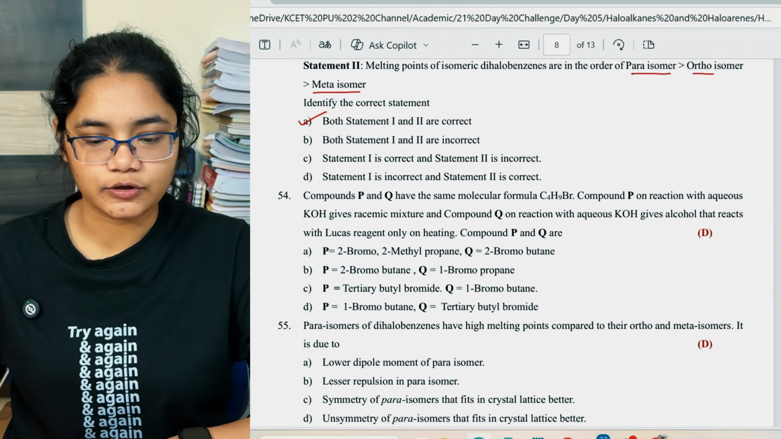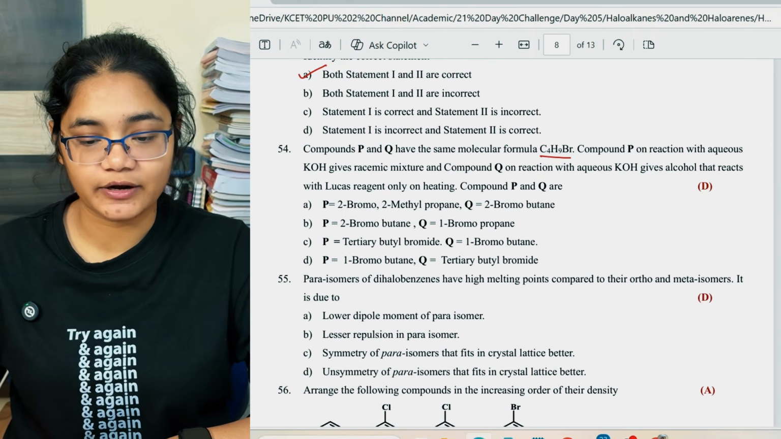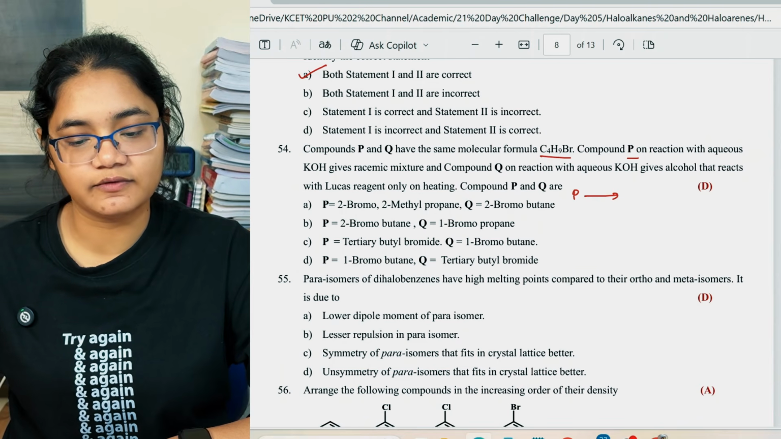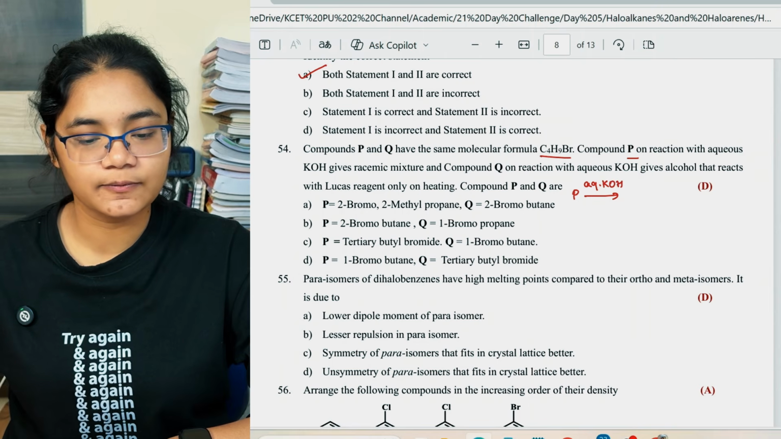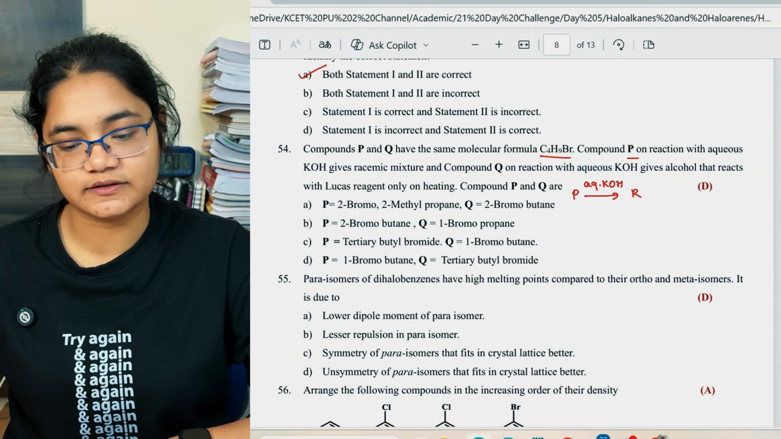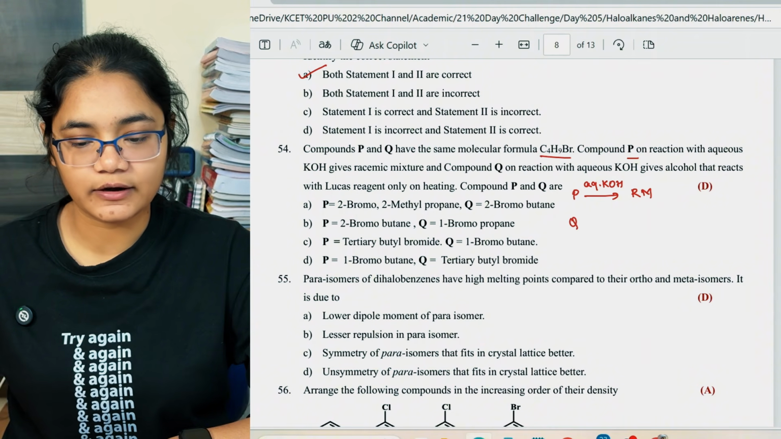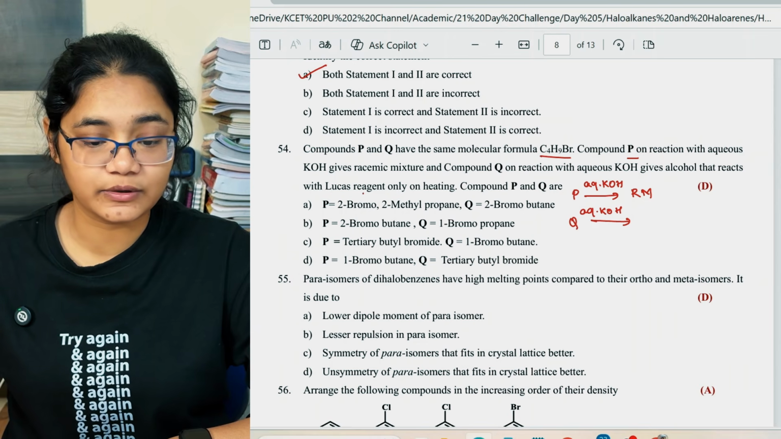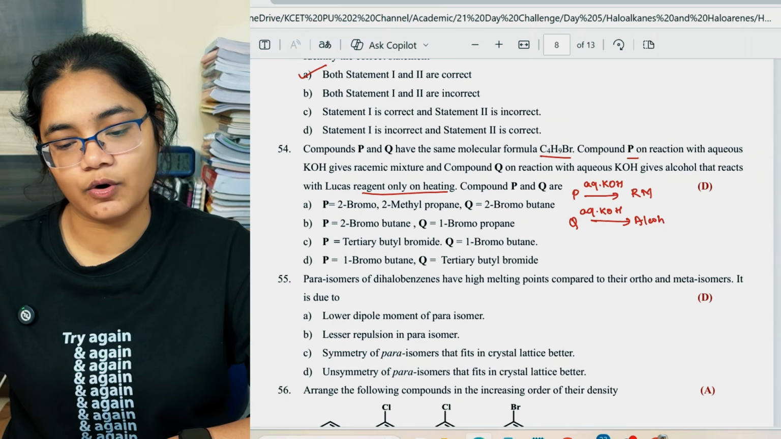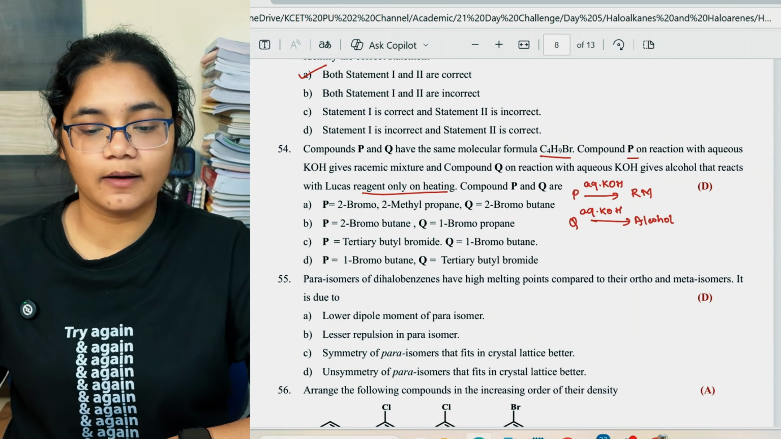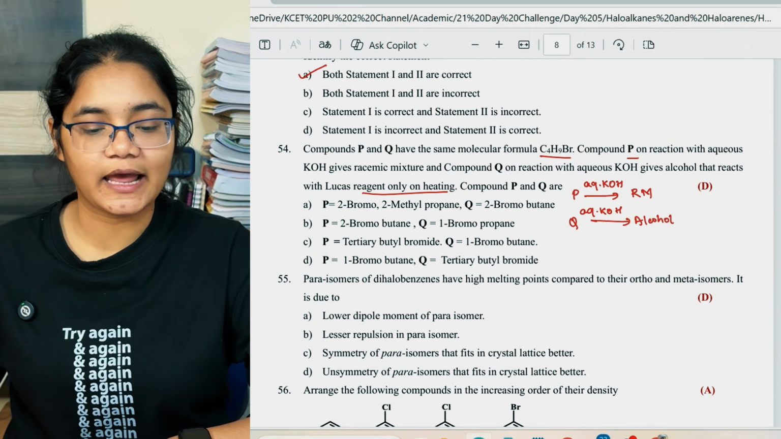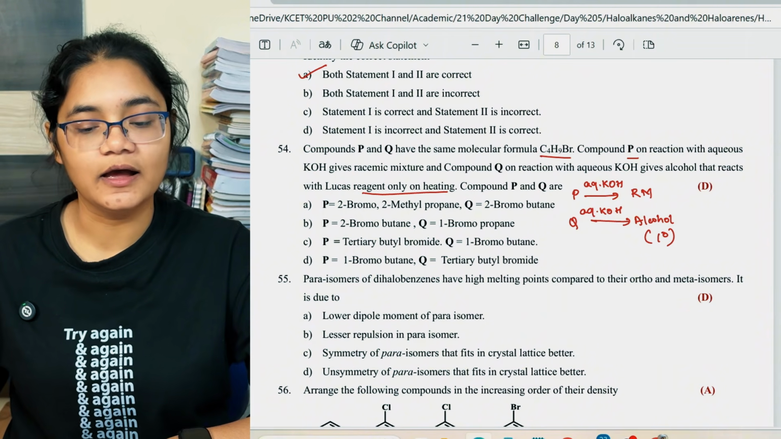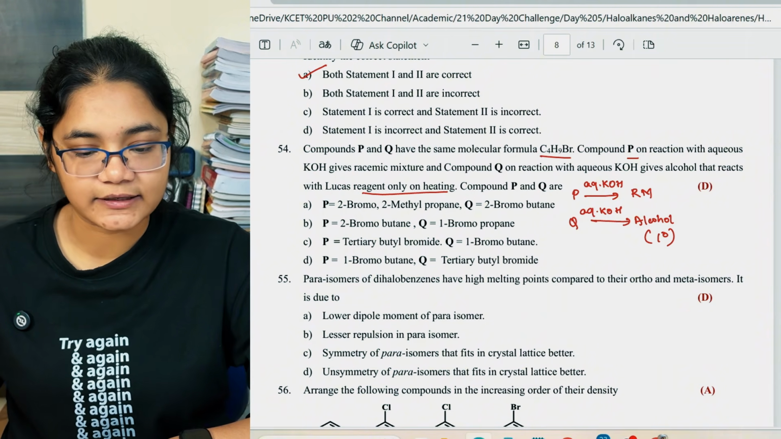Next, compound P and Q have the same molecular formula C4H9Br. Compound P on reaction with aqueous KOH gives a racemic mixture. And compound Q on reaction with aqueous KOH gives an alcohol that reacts with Lucas reagent only on heating. So if it is giving only an alcohol which will react on heating, that means this is a primary alcohol and this must be a primary alkyl halide. So Q I can easily find out.